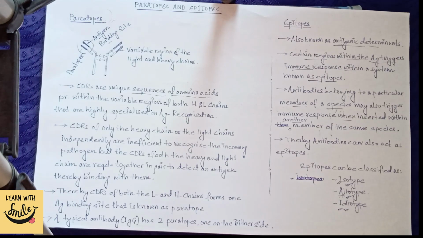Isotypes are such regions that do not induce an immune response. Allotypes are such regions, be it present in the antibody or in the antigen, that do trigger an immune response. And last but not least is the idiotype, when the CDRs and the framework regions between the CDRs induce an immune response followed by the activation of different immune cells.